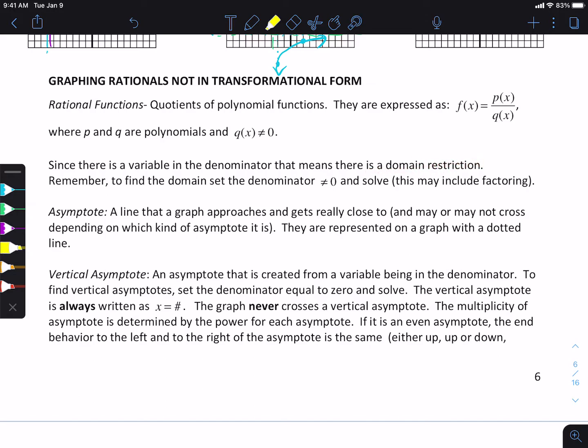Okay? So there are two ways you can look at it. You can set the denominator not equal to 0 and solve, and then that's what your domain restriction is, like x cannot be those things. Or you can set it equal to 0 and then negate it at the end. Either one is acceptable. They get you to the same spot.